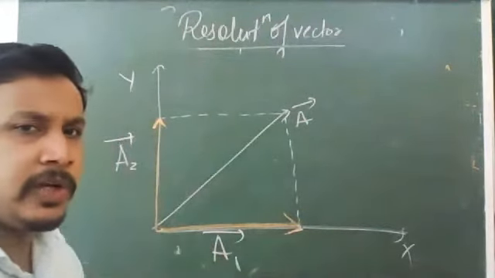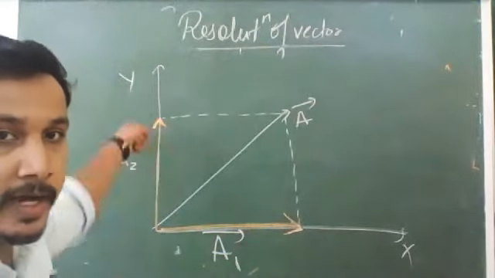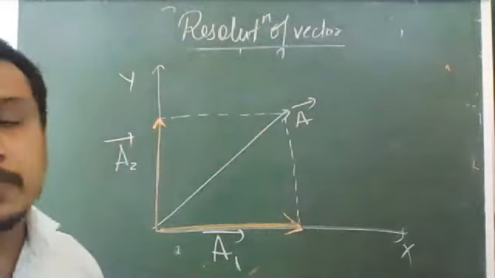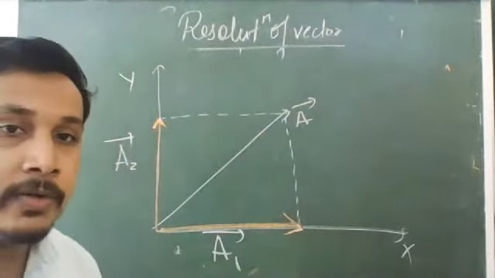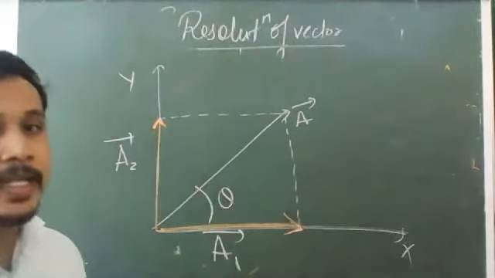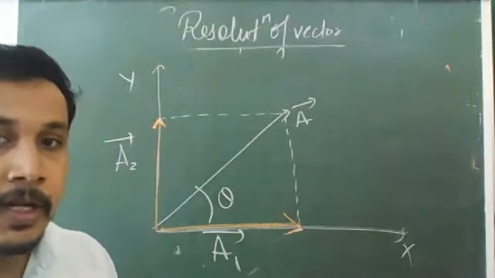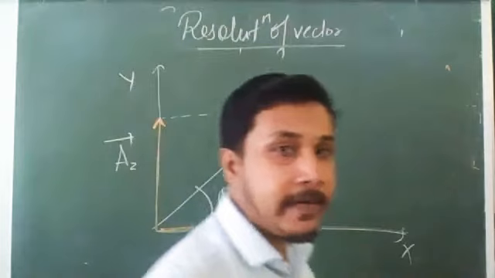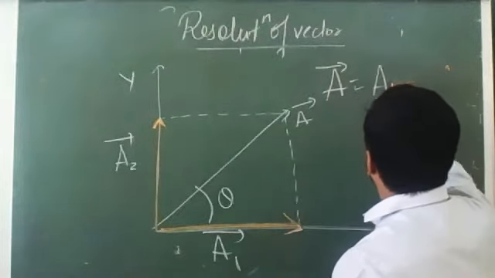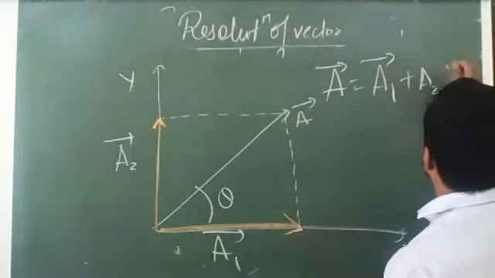Now, if we use the parallelogram law of vector addition on vector A1 and vector A2, we will get the resultant as A. There must be some formula for A1 and A2. For that, I will draw an angle theta, which is the angle between the resultant vector and the A1 vector.